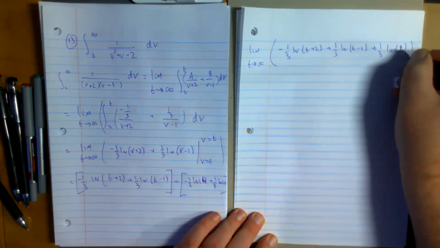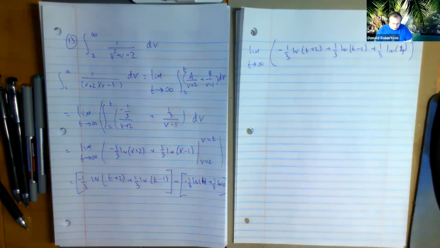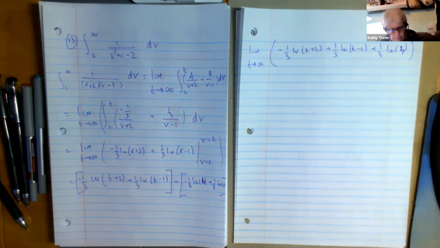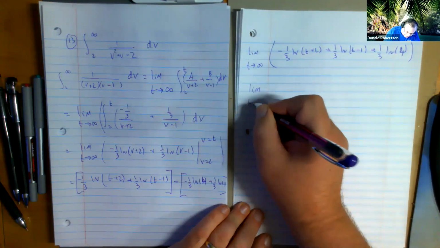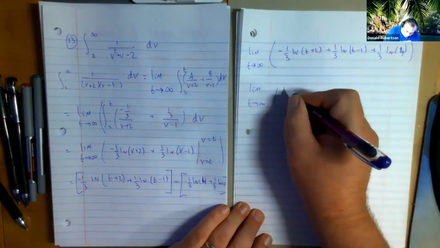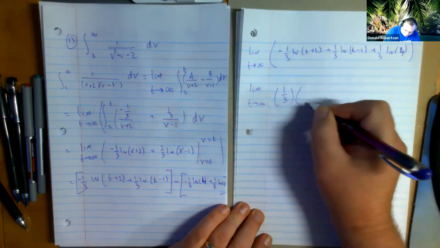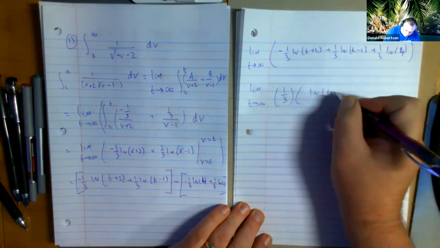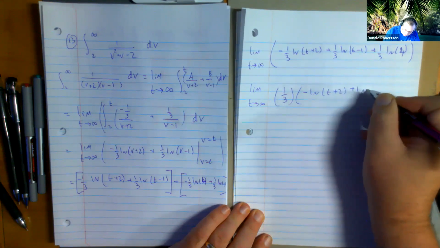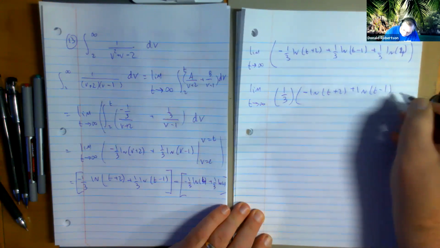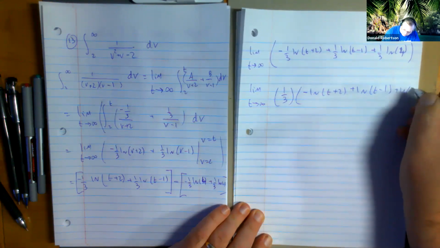Right. Why am I missing out the log 1 thing? What's log of 1 equal? Right, so it's gone. Right, I'm now going to do a little bit of algebra, as we kind of warned. I'm going to pull out 1/3. Now that leaves me with negative that log, plus that log, plus that log.